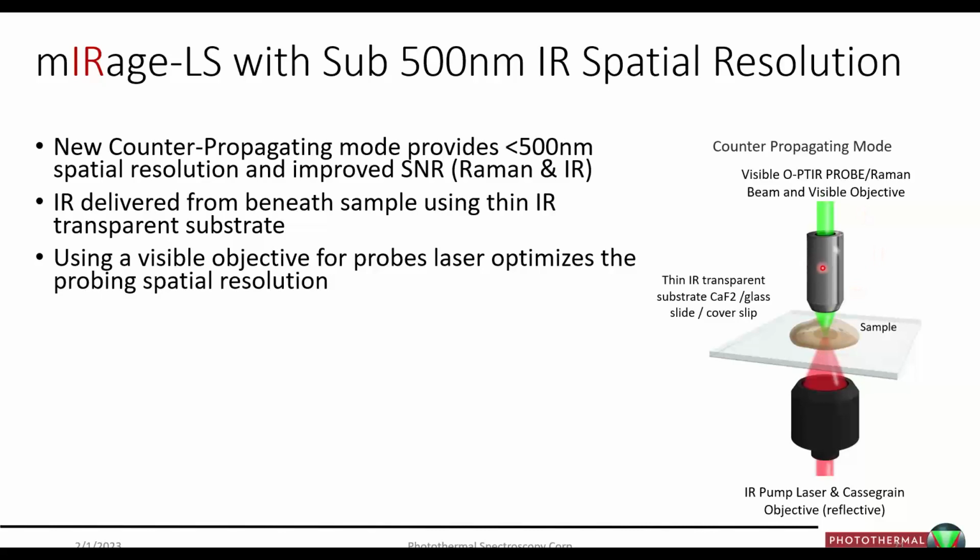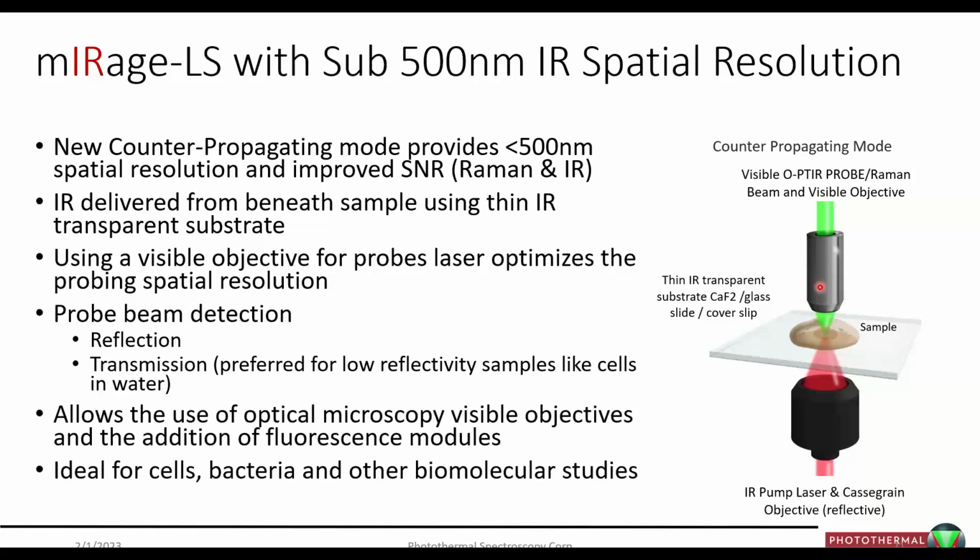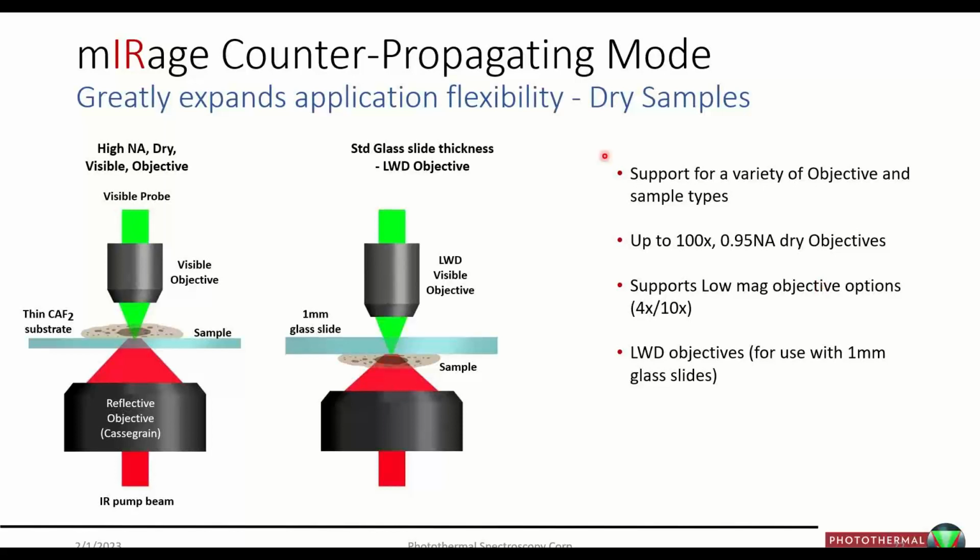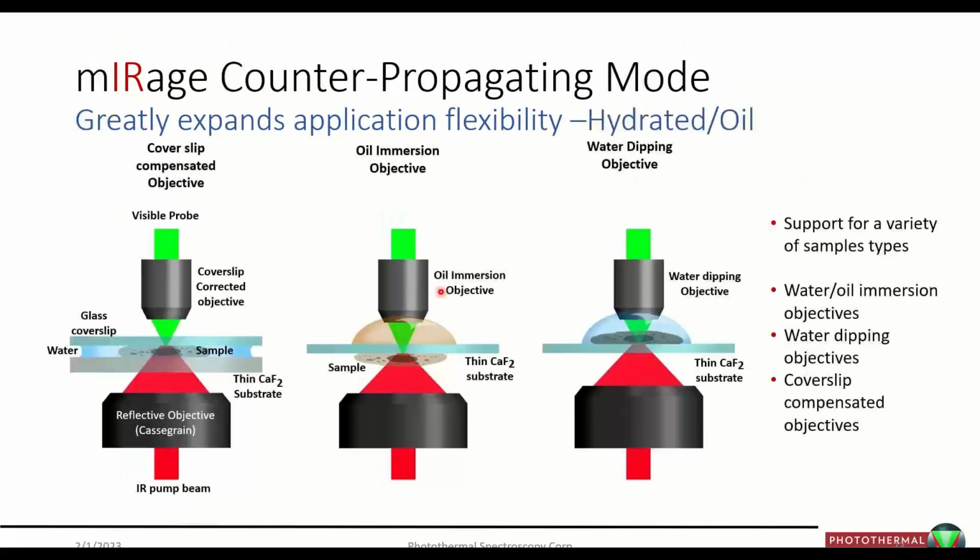But the key thing there is that it allows us to use high quality visible objectives for your imaging, and more on that later. Some possible configurations: if you're working with dry samples, you could have a thin calcium fluoride substrate, excite that from underneath, and then capture with a high NA, high power visible objective. You could flip it upside down and even work off thick glass slides, ideal for tissue samples, and then image through a thick glass slide with a low mag, low NA objective.